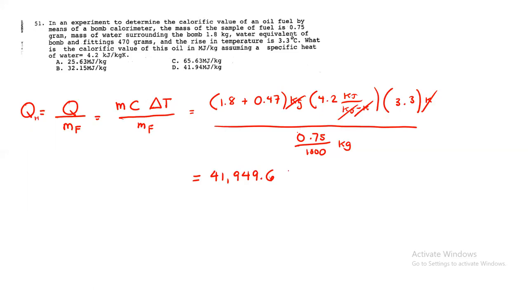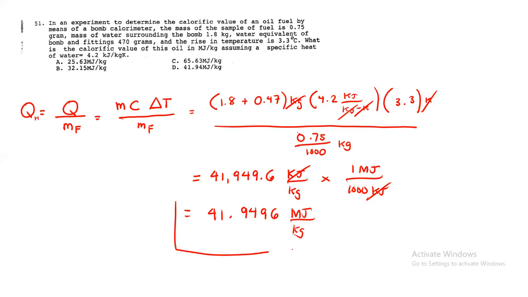So megajoule or kilojoule per kilogram pa lang yan. So ito times natin ng 1 megajoule per 1,000 kilojoules. So syempre ang sagot is 41.9496 megajoule per kilogram. So therefore the answer is letter D. So ganyan lang siya, no?